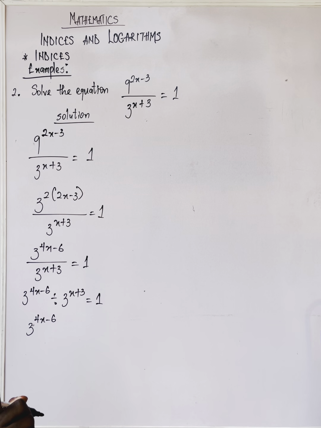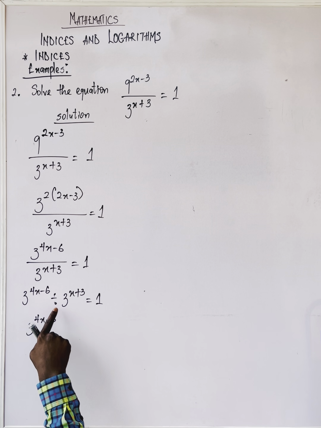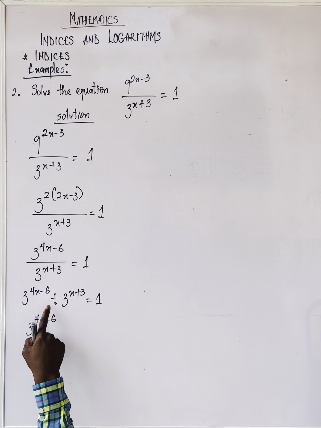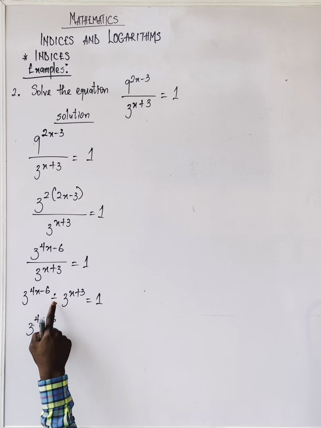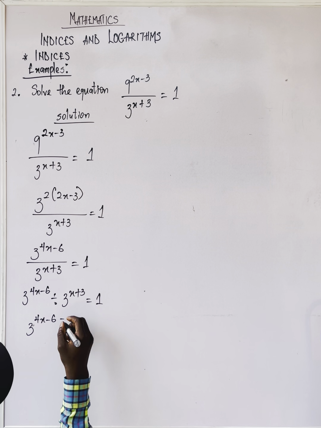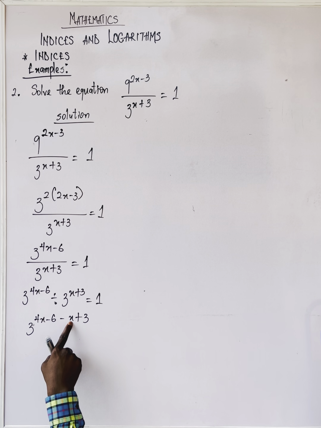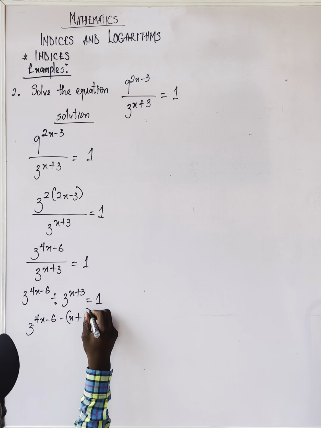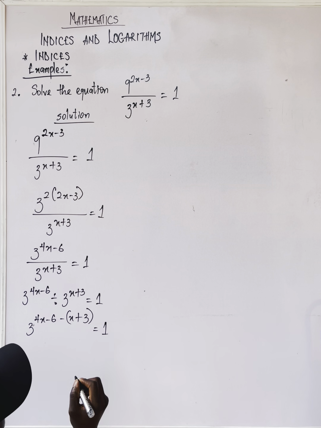If you watched the previous video before this, I told you something about division. Now look at it. We have picked one of the bases. Then what do we do to the power if it's division? You subtract. That will be 4x minus 6, then you want to subtract x plus 3. If you write minus x plus 3, you see that the minus is only affecting x, not the 3. So you put it inside a bracket. That was what I was telling you about. So you put it inside a bracket, then all equals 1.